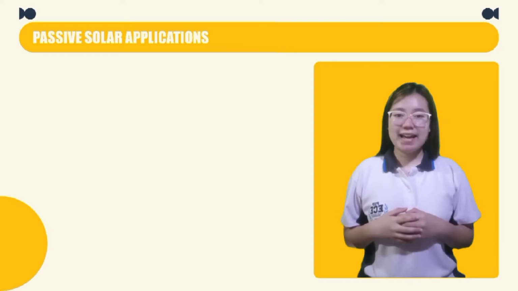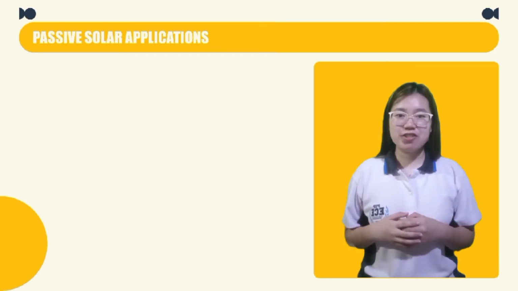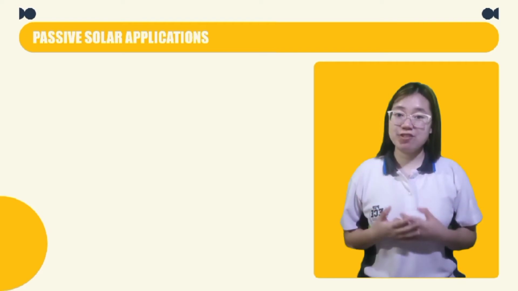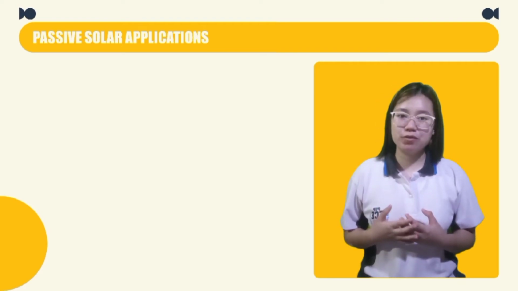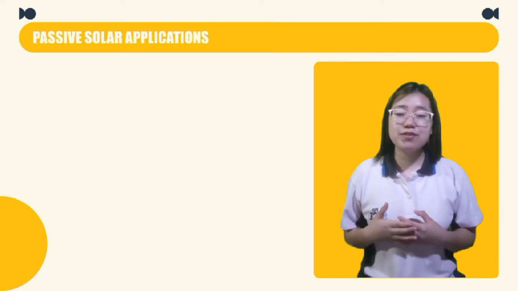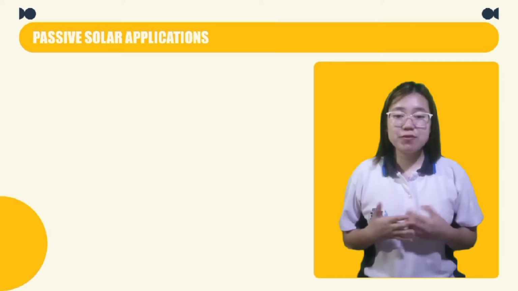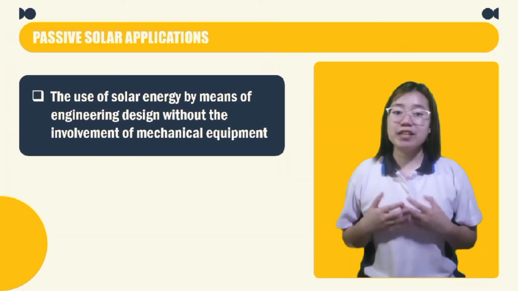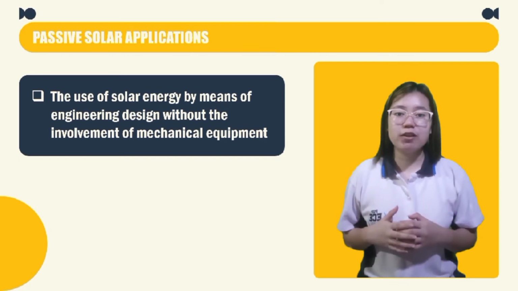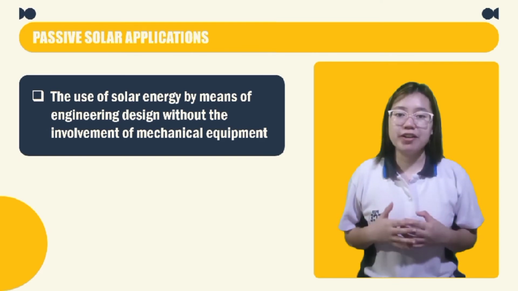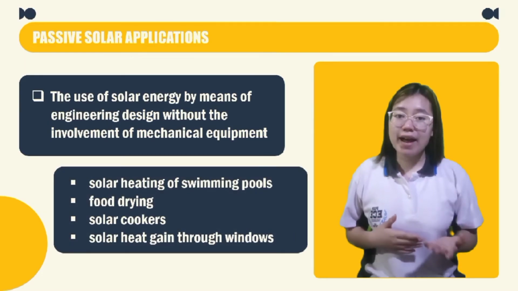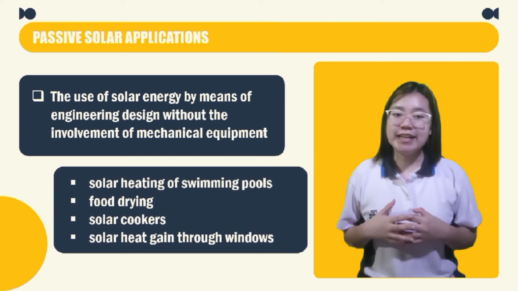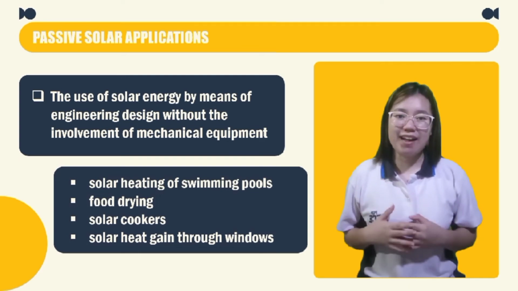Now we are done with our last topic under solar energy applications, which is the passive solar applications. This one is different from what have been discussed earlier, like the solar collectors and photovoltaic cells that represent active solar applications. When we say passive solar applications, we are dealing here with the use of solar energy by means of engineering design without the involvement of mechanical equipment. Examples are solar heating of swimming pools, food drying, and solar cookers. Other common examples are Trombe walls and solar heat gain through windows, which we will tackle.